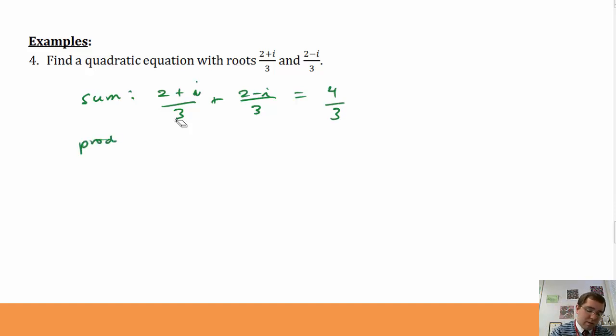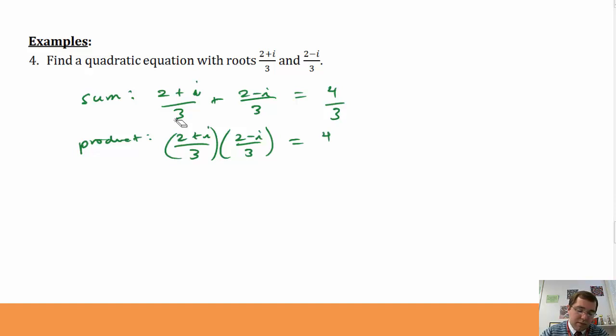What's the product? Product we multiply. 2 plus i over 3 times 2 minus i over 3. Alright? We FOIL out the top. 2 times 2 is 4. Then we've got minus 2i plus 2i, so those cancel. And then we've got i times negative i, which is negative i squared. But i squared is negative 1. This is negative of negative 1, which is positive 1.